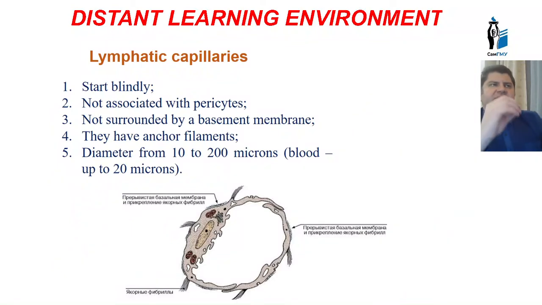The anchor filaments are very important to keep the lumen open inside the capillaries, so the fluid may drain from interstitial tissues into the lumen of capillaries. This is very important to fix the lumen and to fix the wall of lymphatic capillaries. And the main function of anchor filaments is fixation of the capillary wall to the connective tissue of organs and tissues.